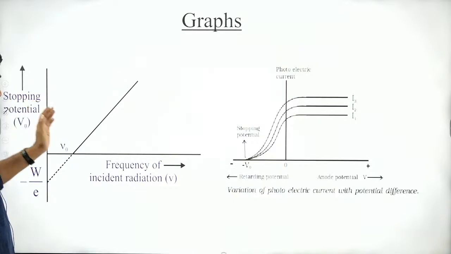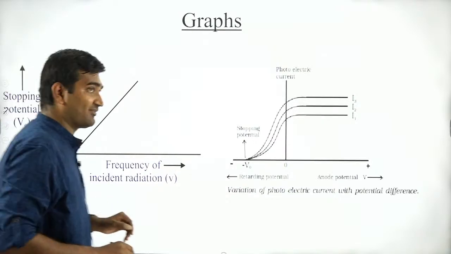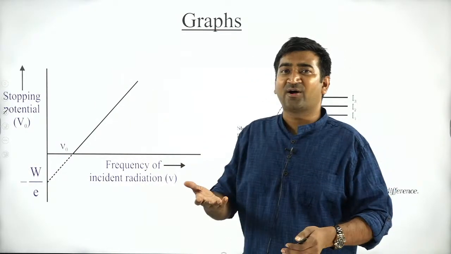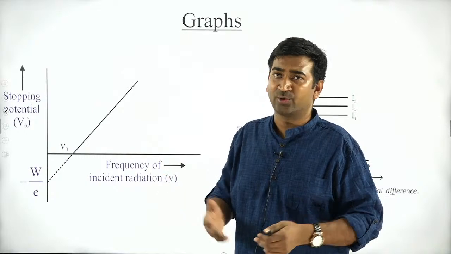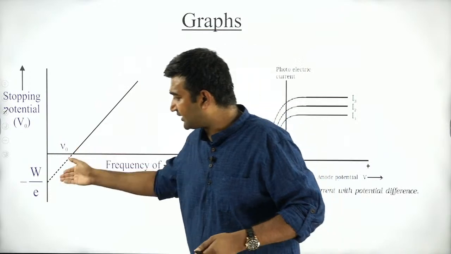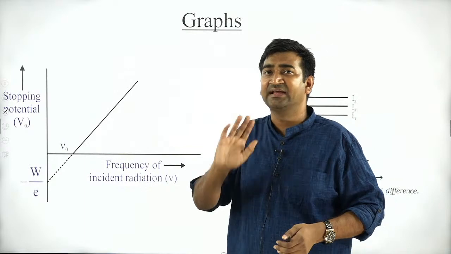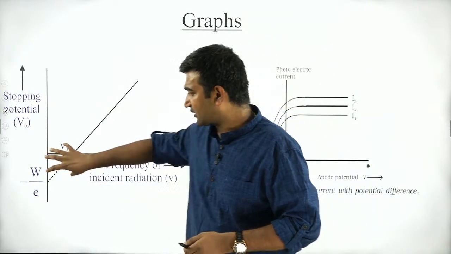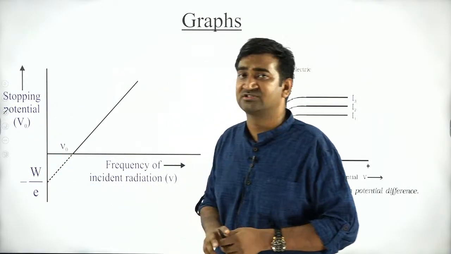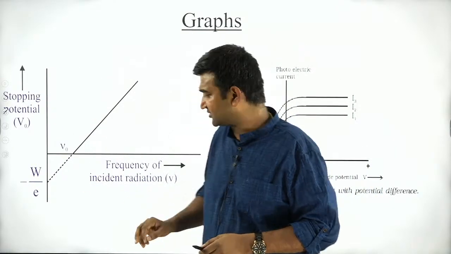This is stopping potential versus frequency. Students, just have a look at the graph. Stopping potential also is dependent upon frequency, I told you. So it is again dependent on frequency linearly, and when you extrapolate it, it will be equal to minus W by e. We have just seen that we have to divide by e, the charge value. So if it is the energy, then energy divided by the electron charge, 1.6 into 10 power minus 19 coulomb, will give you this value of stopping potential.